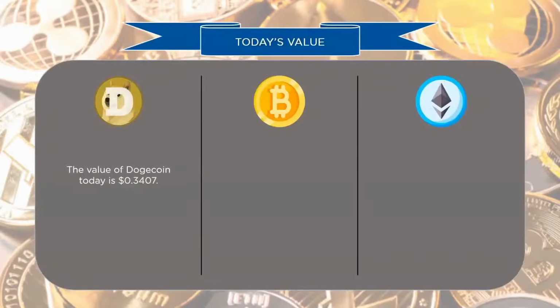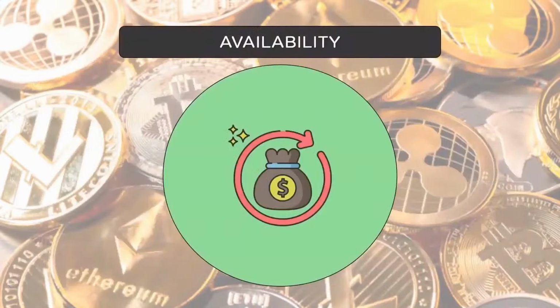The value of Dogecoin on today's date is $0.2992. Bitcoin, being the highest, is $34,857.58. And Ethereum holds a value of $2,356.58. Now we have reached the last comparison of Dogecoin, Bitcoin, and Ethereum, which is availability.